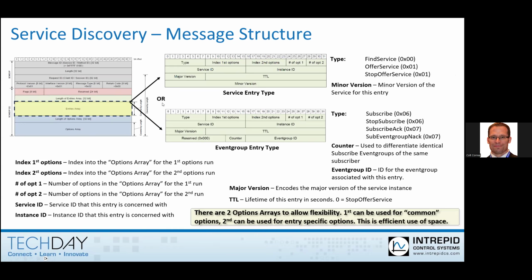There's different message structures depending upon what we're doing. Find offer and stop offer all have the same structure, and subscribe, stop subscribe, subscribe ack, and subscribe event group ack have a slightly different structure here in what's called an entries array. And this will be for every service that we offer.